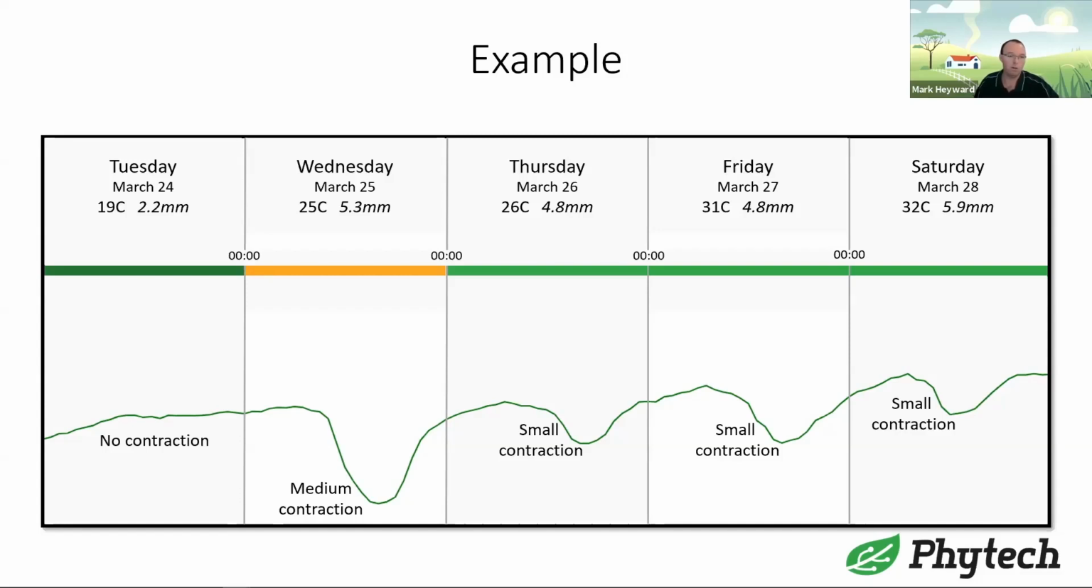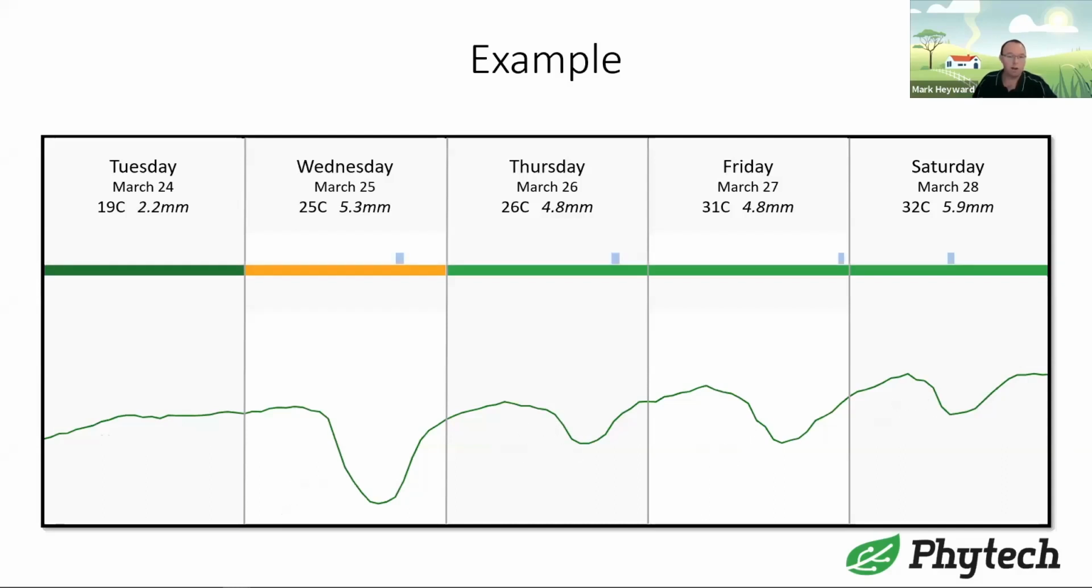So if there's too much water available to the tree, then we don't see any contraction at all. If there's not enough, then we would generally see a much larger contraction. So the light green status there shown with the small contraction is the ideal status that we want to achieve. We can bring in the irrigation data and show you then how the grower irrigated for this period.